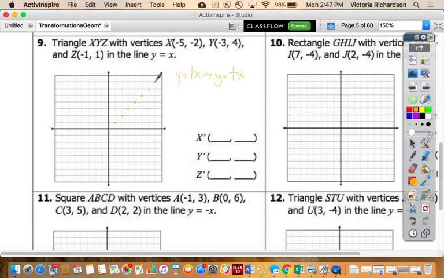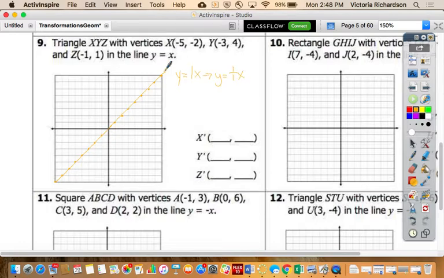And we can continue this in both directions because remember, lines are straight and they're linear as of right now. And so we're going to continue this line all the way into both corners. So the line y equals x goes like this. So this is going to be my line of reflection.